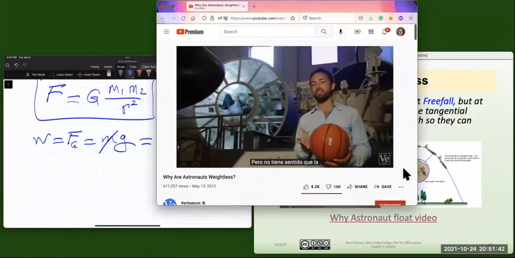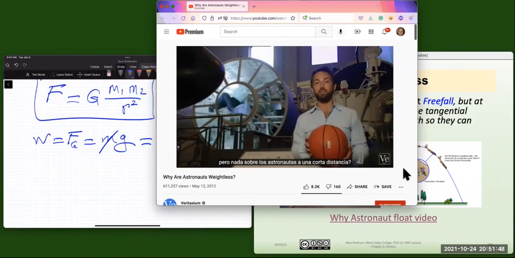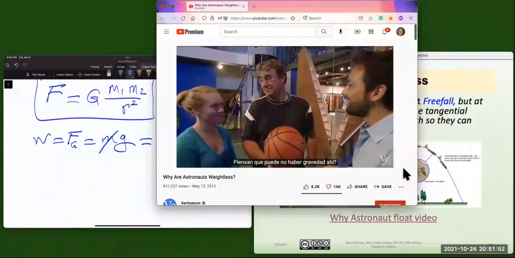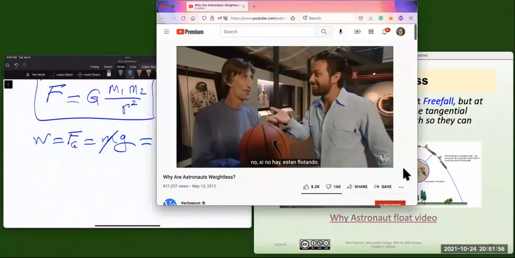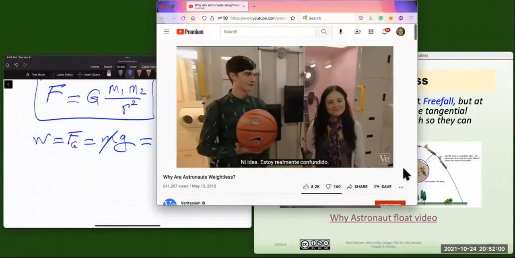But does it make sense that the Earth exerts a big gravitational force on you, but nothing on the astronauts just a short distance away? You reckon there'd be no gravity there? How much they float? We've seen them. Well, clearly there's not. They're floating around. I know they float. And the question is why? No idea. I'm really confused.